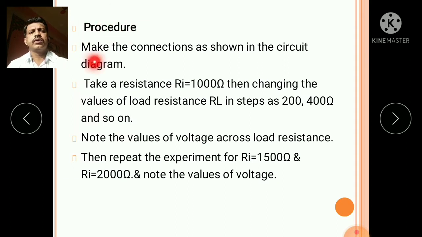Procedure: make the connections as shown in the circuit diagram. Take a resistance Ri equal to 1000, that is the internal resistance. Then change the values of load resistance RL in steps of 200 ohm, 400 ohm and so on. Note the values of voltage across the load resistance. Repeat the experiment for Ri equal to 1500 ohm and Ri equal to 2000 ohm and note the values of voltages.